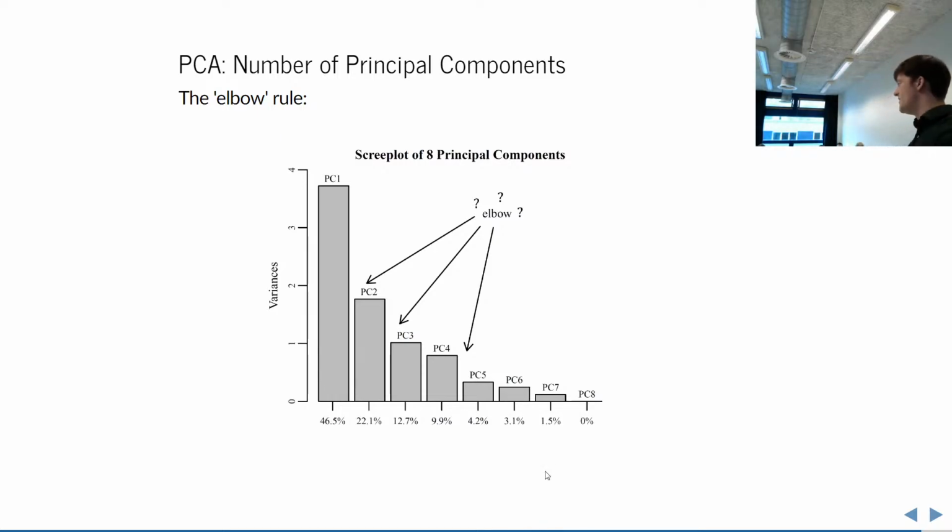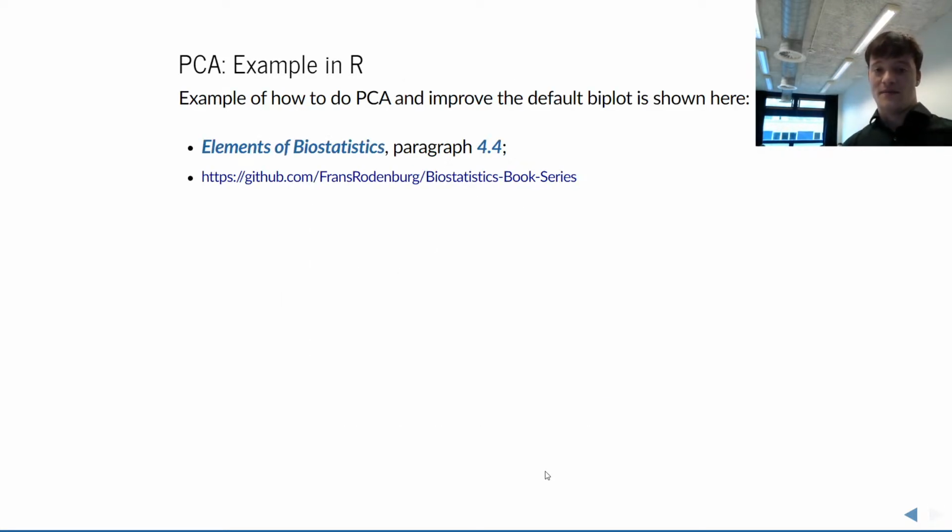So, yeah, it's a heuristic. It's not a hard rule, but you can use this if there is a clear elbow, shaped like this, where you stop adding extra dimensions to look at. And then you can plot them. You can plot PC1 against 2, 1 against 3, 1 against 4, etc. And of course, that's a lot of work, but it's a lot less work than looking at 100 different variables one by one.